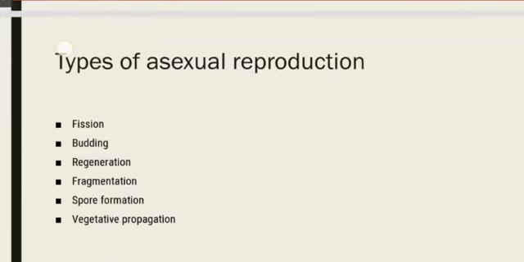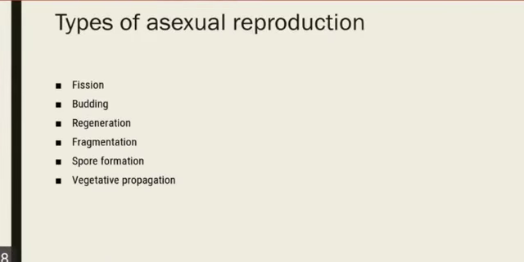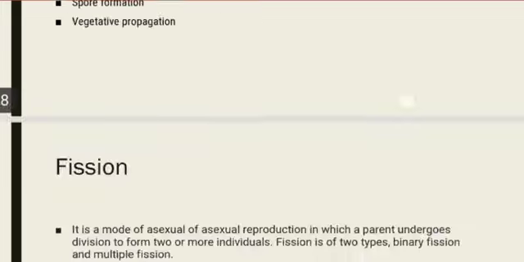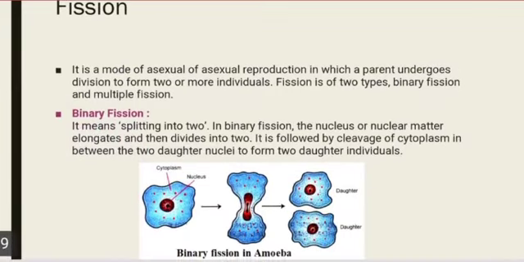And now we will be discussing the different types of asexual reproduction: fission, budding, regeneration, fragmentation, spore formation, and vegetative propagation. These are the 6 types of asexual reproduction that we are going to learn in detail. And the diagram for all these types of asexual reproduction is also very important.